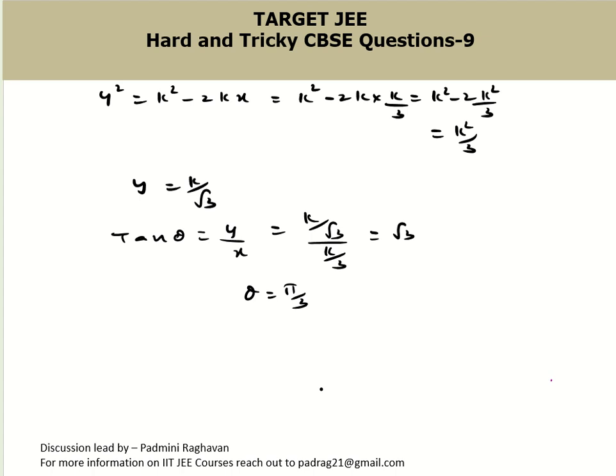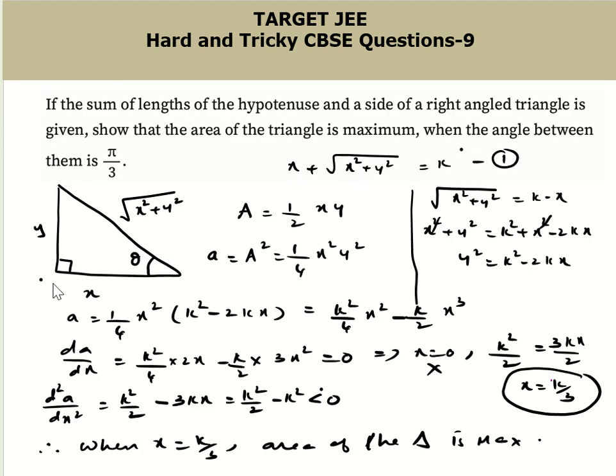We need to justify the angle between them, this plus this is a constant. We have to prove the angle between the hypotenuse and that side is equal to pi by 3 for the area of the triangle to be maximum.